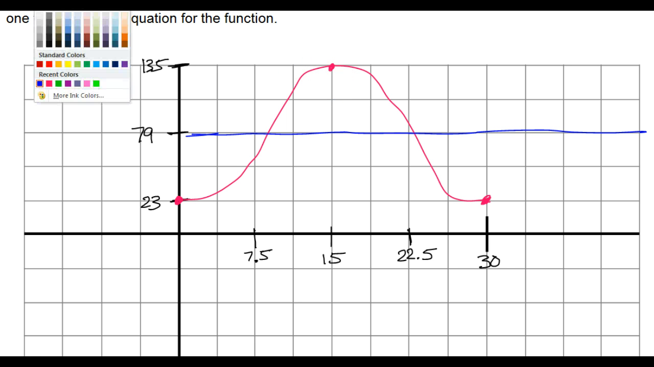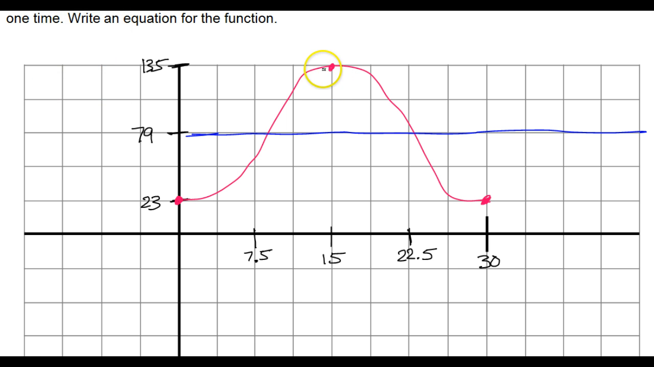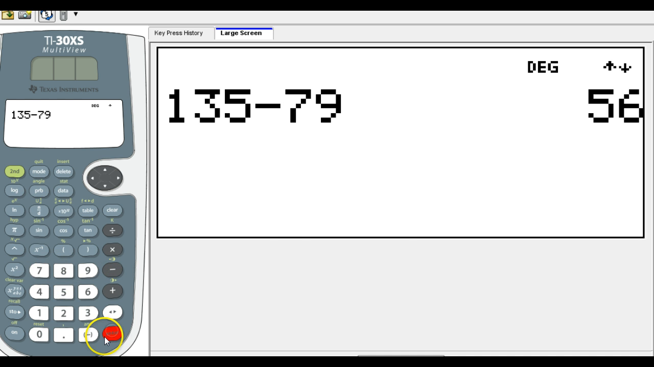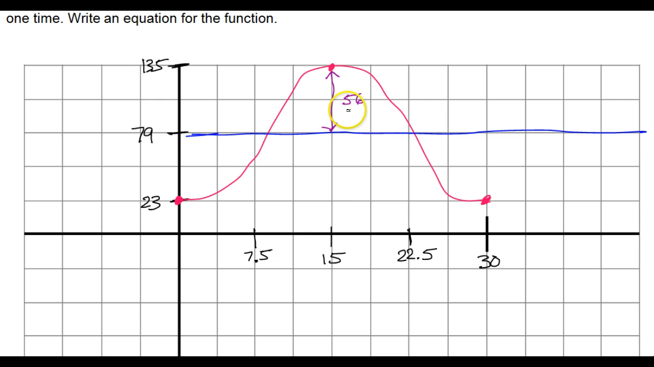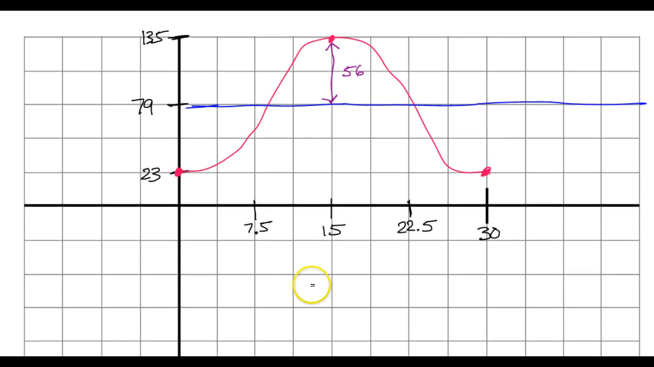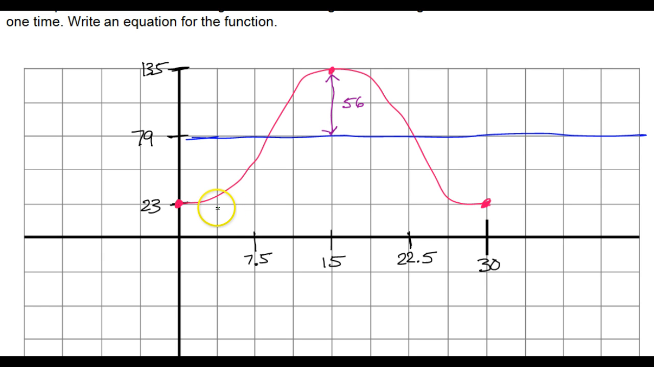Do you understand that the amplitude is going to be like this distance right here? How far the graph deviates from the midline. And I hear you saying that that's going to be 56. Now, how did you get that? You subtract it, okay? 135 minus 79. 56. So that is the amplitude. So we record that. 56.